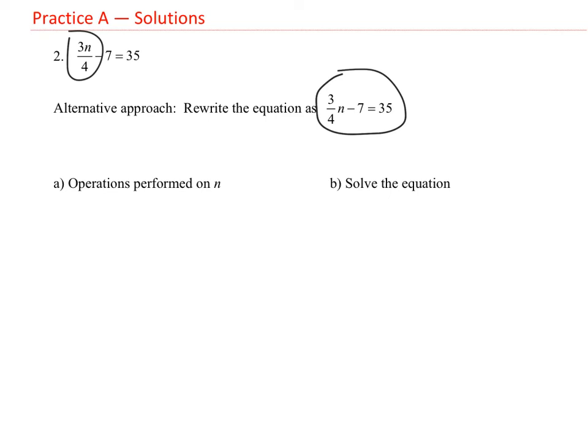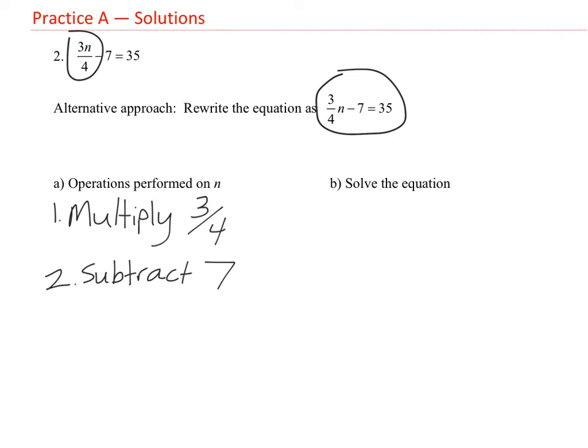So now that the equation's written this way, let's identify the operations performed on the variable n. All right. There are two operations occurring in this place. There's a multiplication and a subtraction. The first operation we see is n being multiplied by 3/4. After that, 7 is being subtracted. Now that we've identified the operations, it's time to undo those operations and solve the equation.